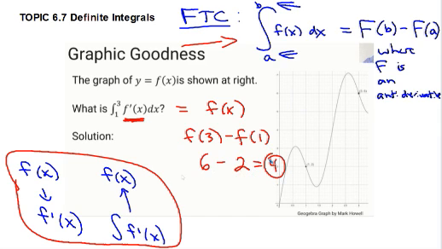So once again, this relationship down here in the corner is very important. Understanding that when I find an integral of f prime of x, it takes me back to the original function. All right?